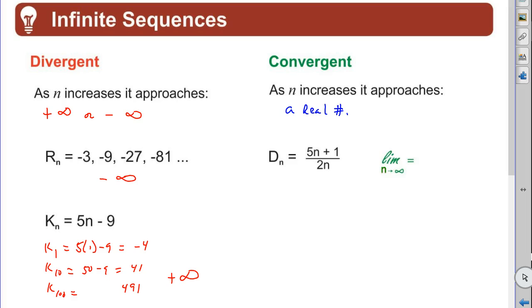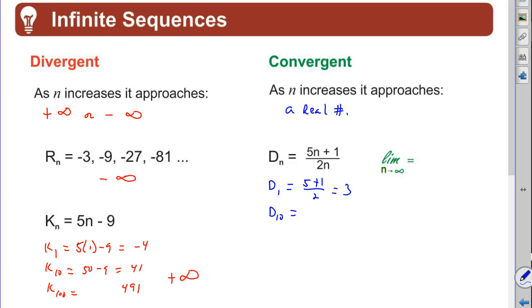All right, so let me show you an example of an infinite sequence. Suppose we have d of n equals 5n plus 1 over 2n. And really what we want to do is find the limit. The limit as n approaches infinity is, what is that real number that it's approaching? So to do this, I'm simply going to put in some different values. Let me start with d of 1. We get 5 plus 1 over 2, which is 6 over 2, and we get a 3.